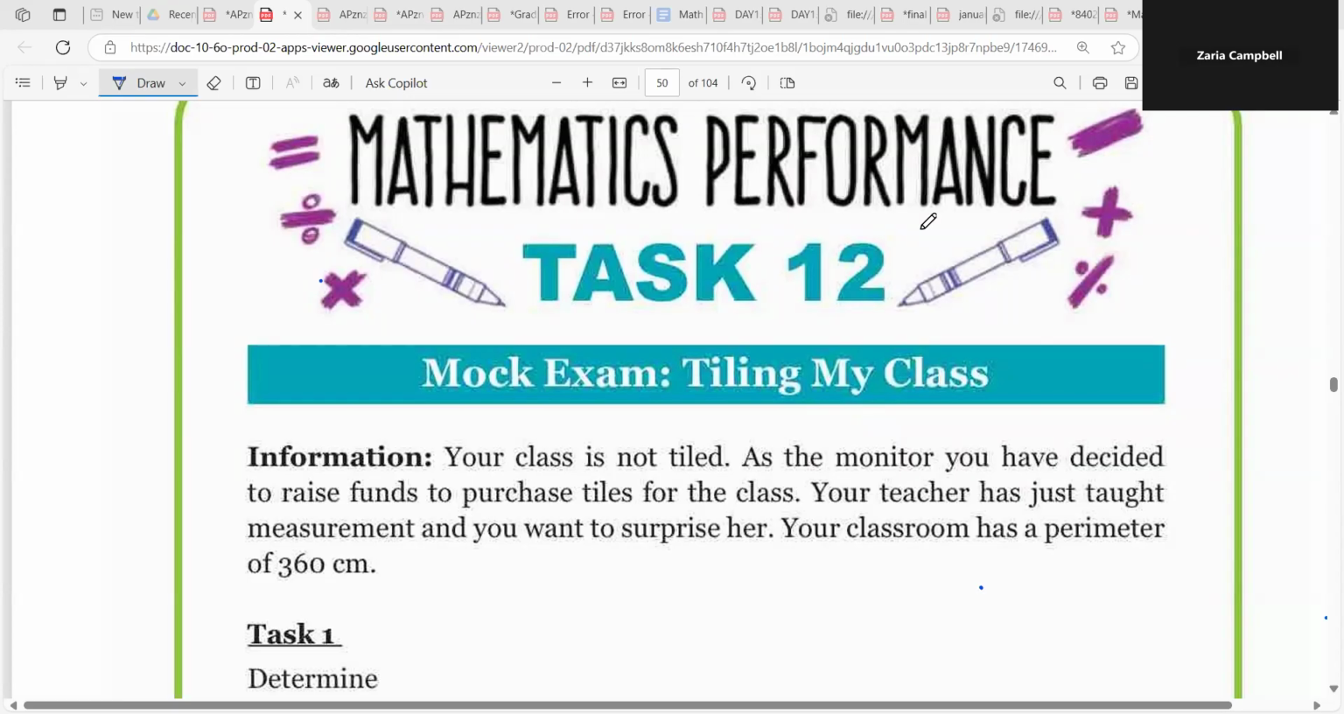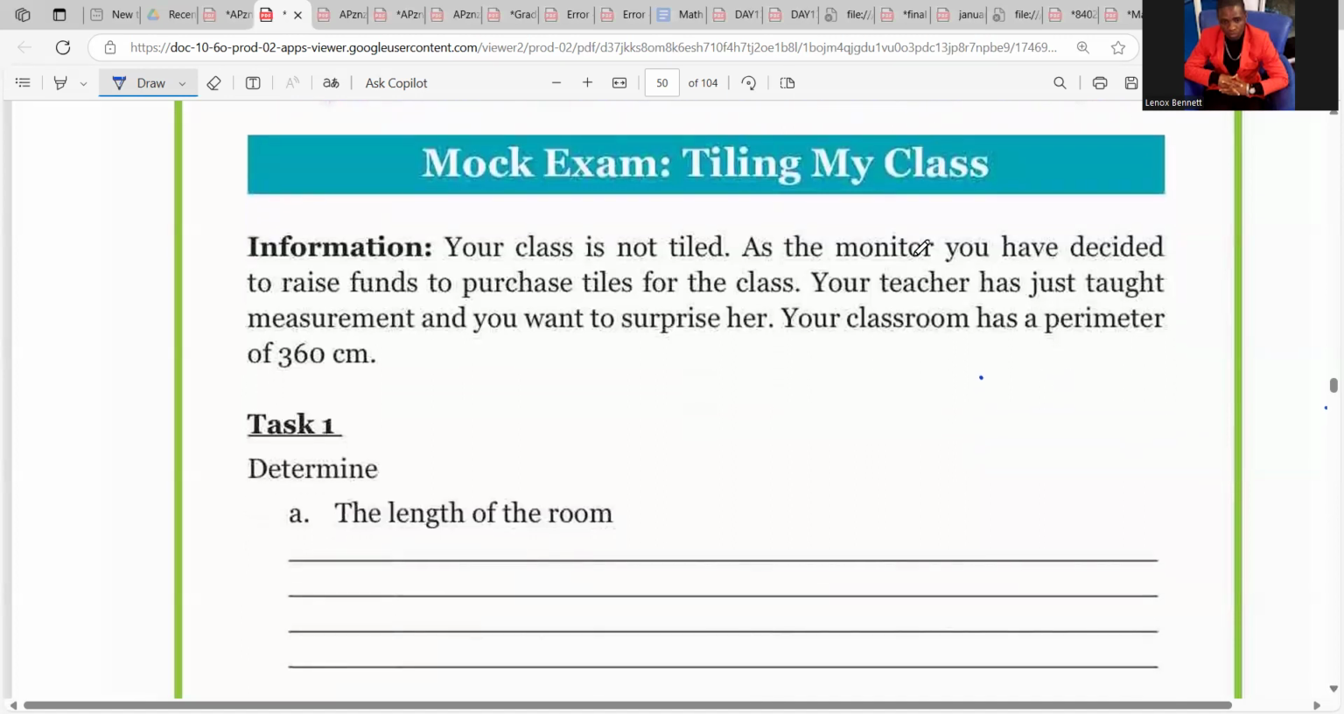Task 1, determine the length of the room. All right, so that's the first task, guys. You can go ahead and complete that task. Read it carefully for yourself, and then you can go ahead and do it.